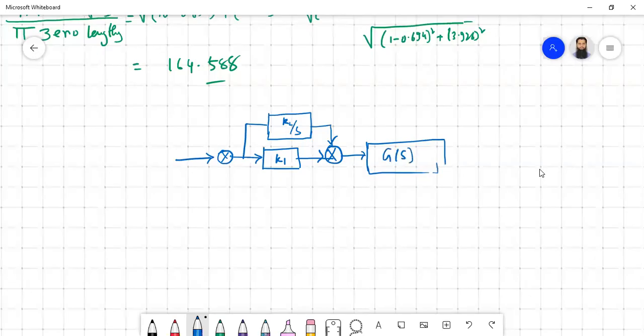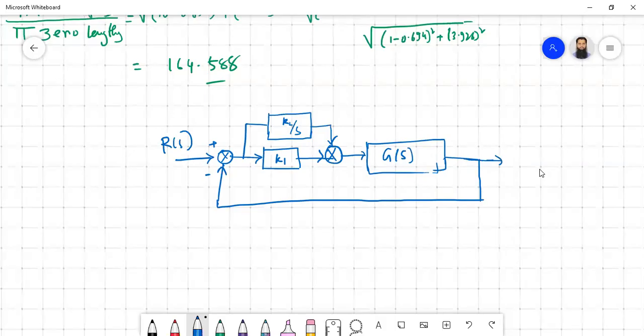Okay, so this is your G of S plant. Unity feedback still, because we are discussing the cascade compensation. So this is what we are going to get. Now the point is how you are going to change the location of your zero. Pole location is not a problem. So how are we going to change the location of the zero? For that, you can just make a simplification of this block. So this one can be considered as a single block.